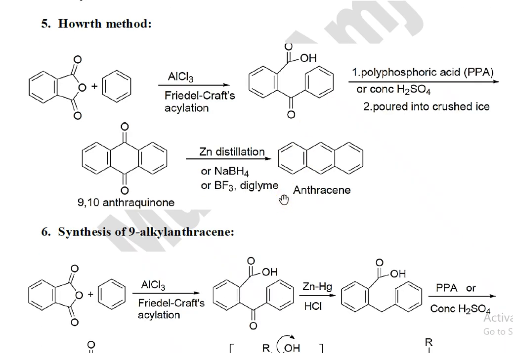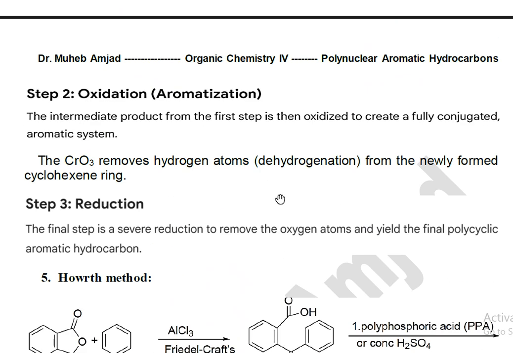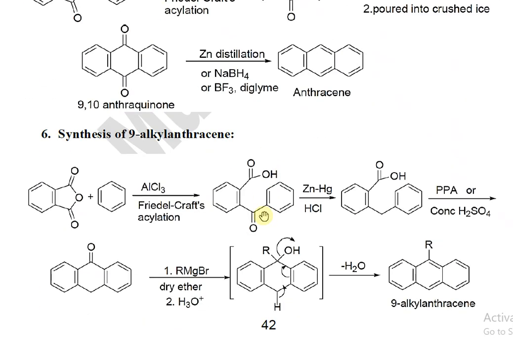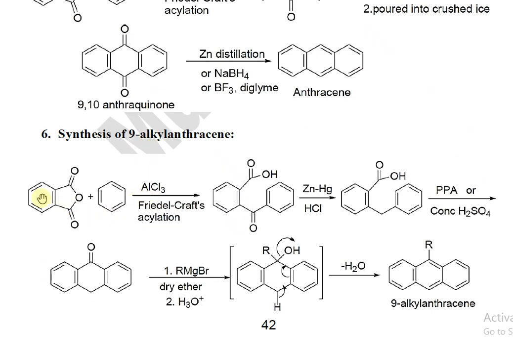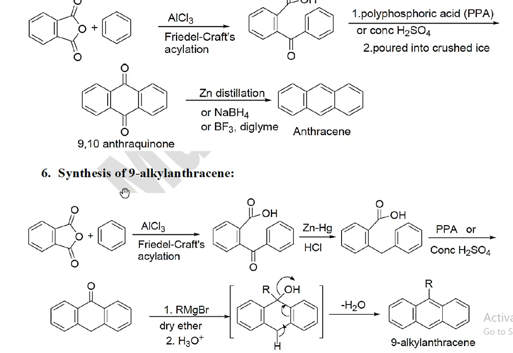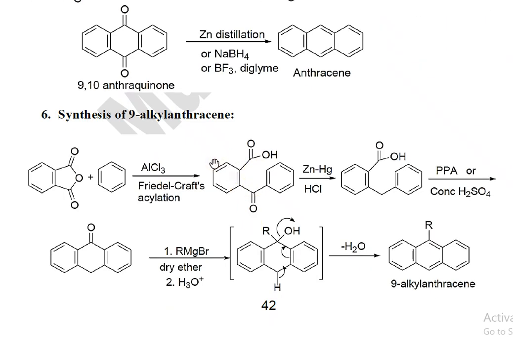So we have another method to prepare the anthracene, by synthesis of 9-alkyl anthracene. The procedure is the same as the Haworth method. We start from benzene and anhydride. The first step is acylation, then reduction to convert the carbonyl group to CH2, and then cyclization.